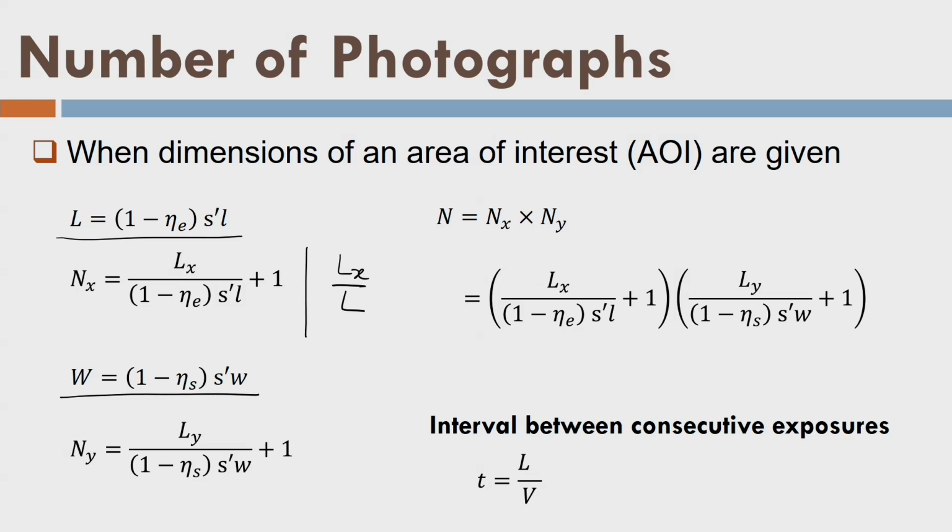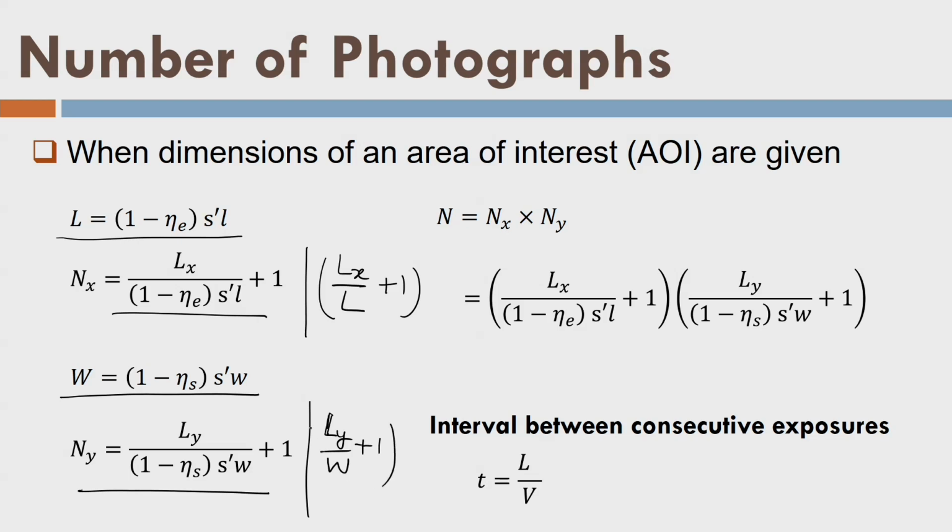Similarly, in case of side lap, I need to have some additional photographs on the other edge on this side, and that's the reason we write it. The total number of photographs are Lx by L plus 1, which is given here. Similarly, I have Ny as Ly divided by W plus 1. I need one additional photograph. Now, the total number of photographs I can say is Nx into Ny. Again, I will multiply here.